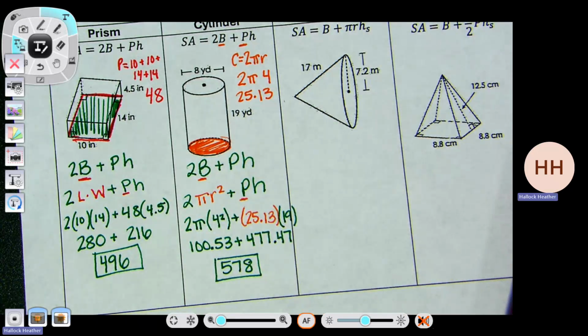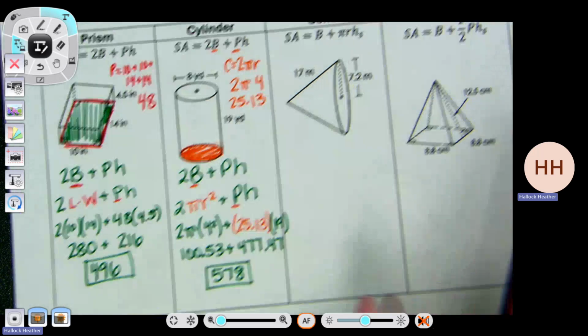So I forgot to put a cylinder down at the bottom. So we're gonna move on to a cone. My bad. I accidentally put 2 cones. I don't know how I did that, but we're gonna move on to a cone.